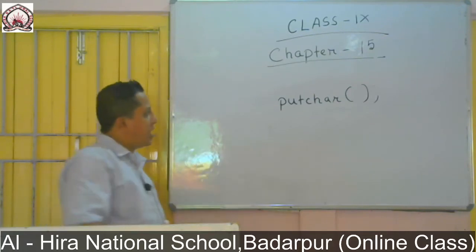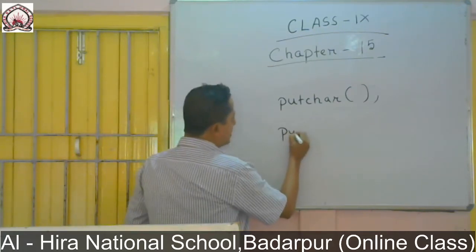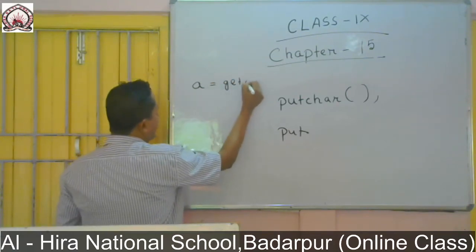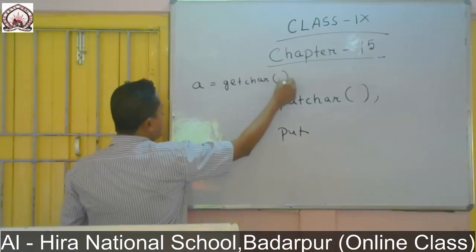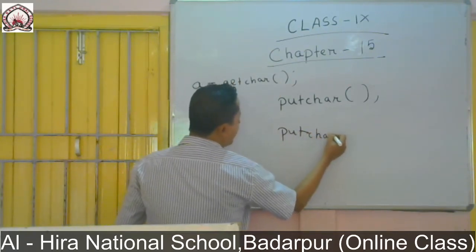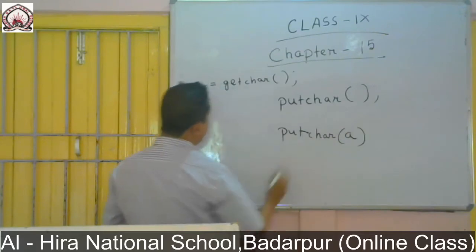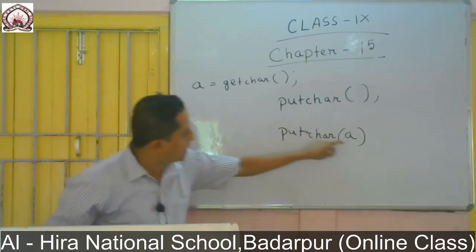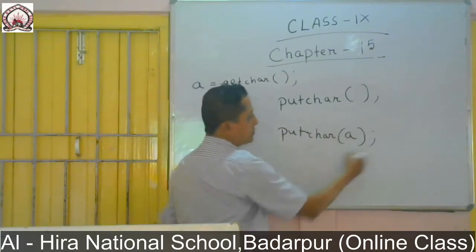So suppose the putchar will be like this. Suppose in the earlier case I have written A is equal to getchar, so the value it takes from the keyboard. Now when I write putchar(A), it will display the value taken by getchar, so it will display that particular value.